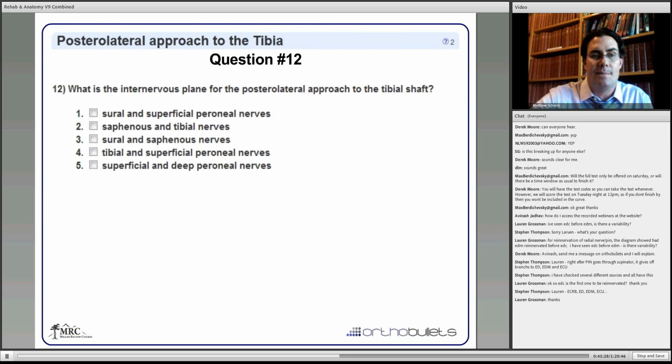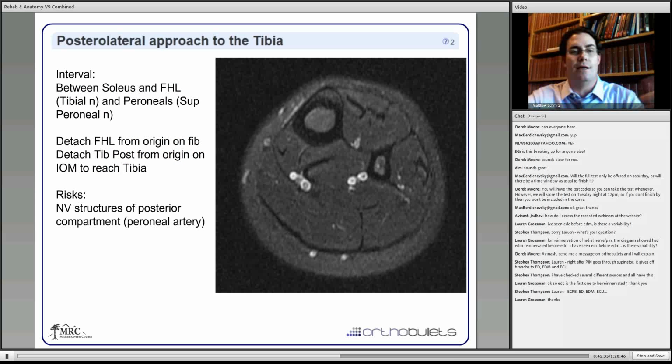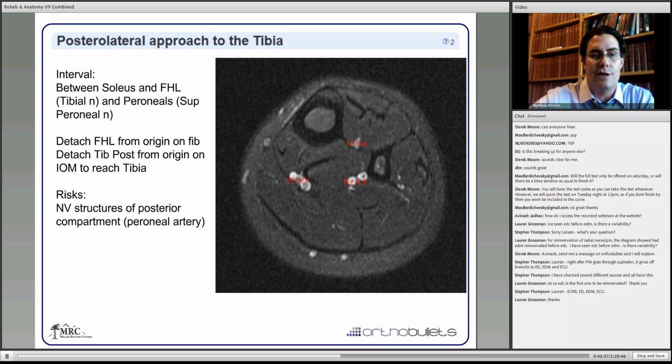What is the internervous plane for the posterior lateral approach to the tibial shaft? Well, in the posterior lateral approach, the interval is between your soleus and your FHL, which involves the tibial nerve, and then between your peroneals, which are the superficial peroneal nerve. So you detach the FHL from its origin on the fibula, and you detach the tib post from its origin on the interosseous membrane to reach the tibia.